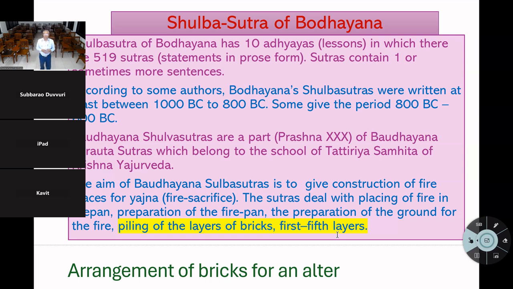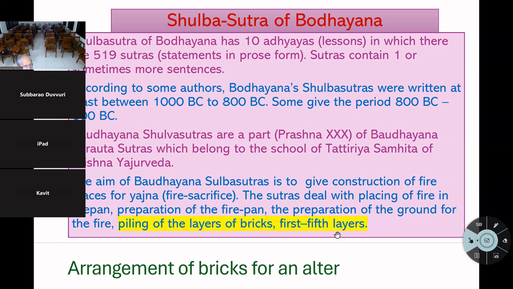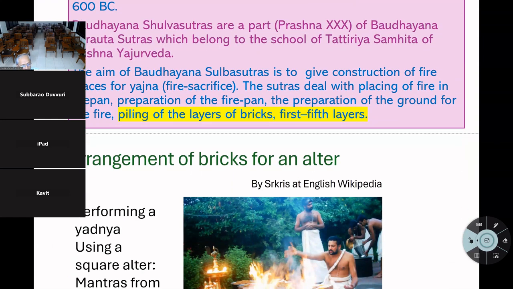Sometimes for some altars, 5 layers were required. Then how many bricks are required for the first layer? Then for the second layer, a smaller number of bricks are required. Third, still fewer bricks are required. So like that, for all the 5 layers, or sometimes 3 layers are enough. Moreover, what are the sizes of these bricks? All that was discussed in detail by Bodhayana.